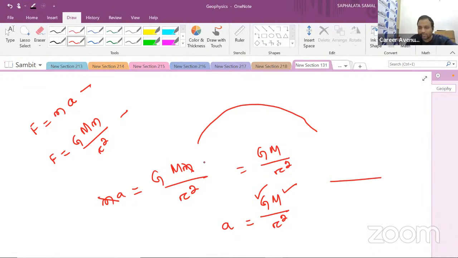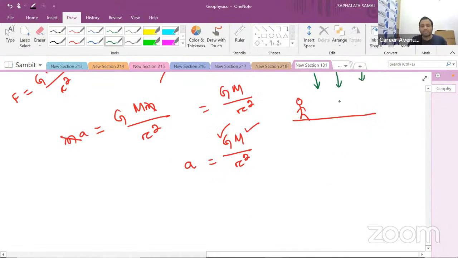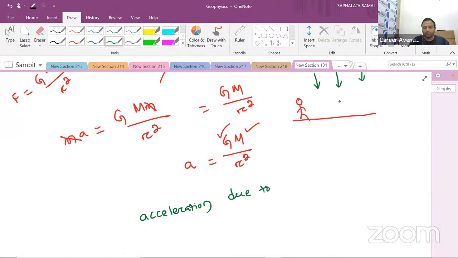Suppose this is the surface, I am standing over here, I throw 3 balls, one is having 5 kg, one is having a weight of 3 kg, and one is having a weight of 2 kg. All of them will experience the same amount of acceleration, that is this GM by r square. This acceleration is called acceleration due to gravity, or simply g. That means I can write g is equal to GM by r square.